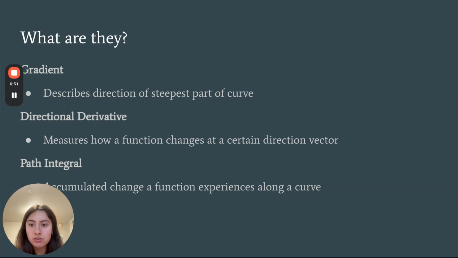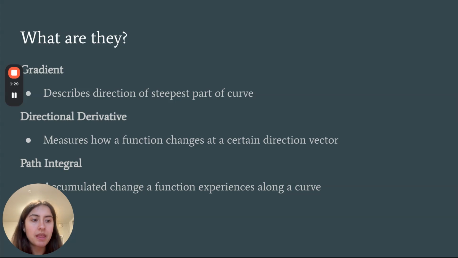And then a directional derivative measures how a function changes in a certain direction, which is a vector labeled v. For example, if a directional derivative is large and positive, then you're going uphill. But if it's negative, you're going downhill, down the curve. And if it's zero, you're moving along level ground. This means that the maximum value of the directional derivative is equal to the magnitude of the gradient vector.